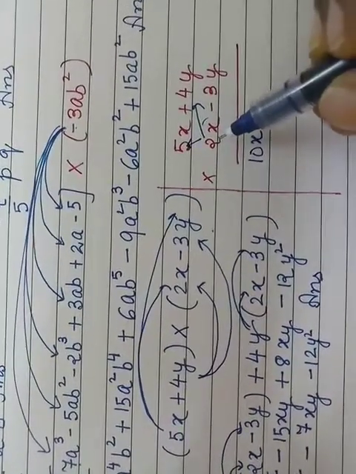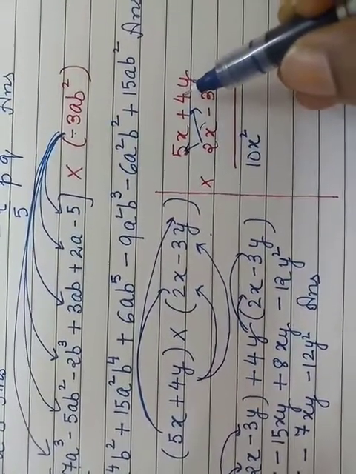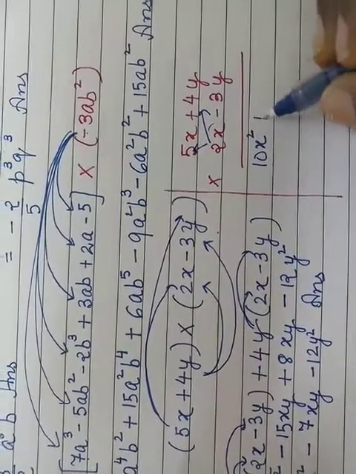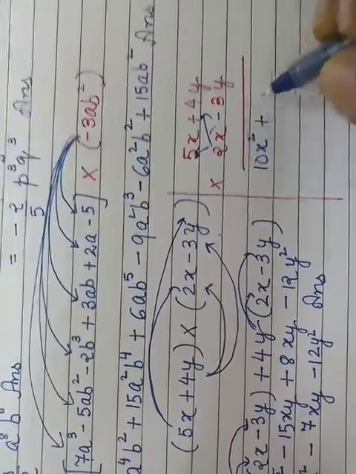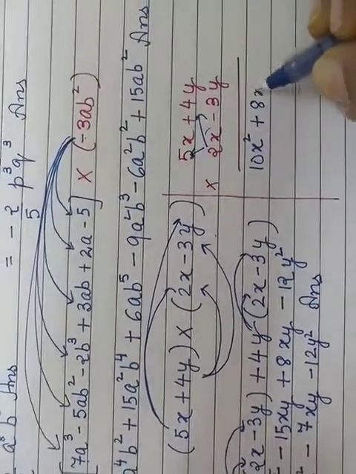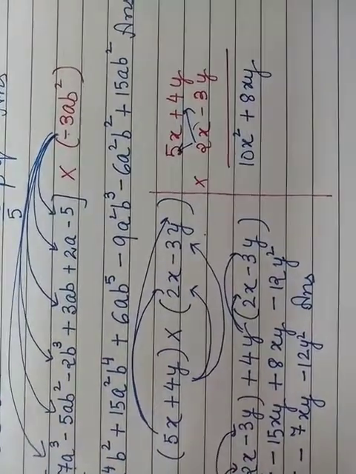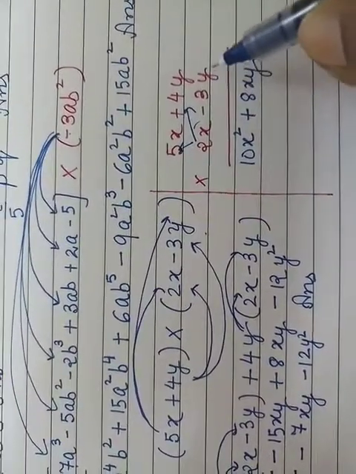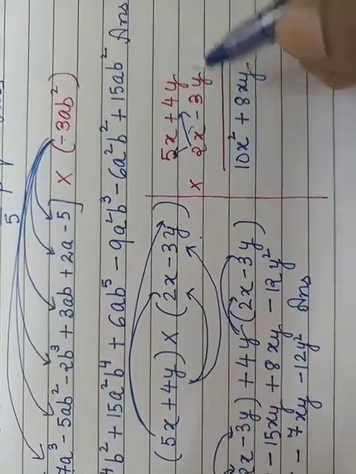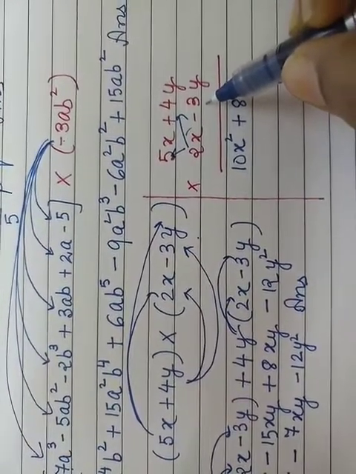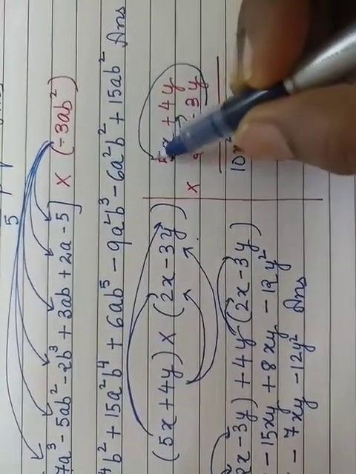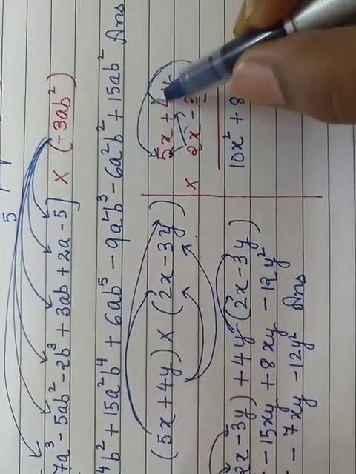Now this plus 2x is multiplied with plus 4y. So plus plus is plus. 4 2s are 8xy. Now this minus 3y is multiplied with 5x as well as with 4y.